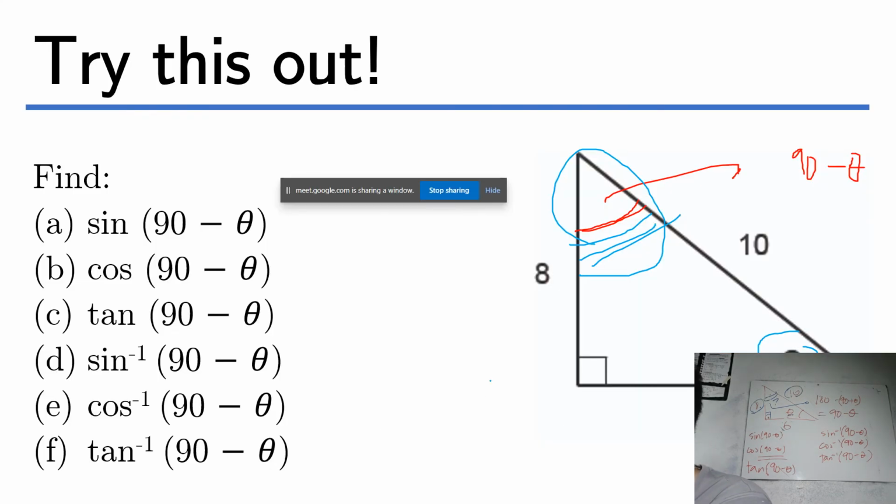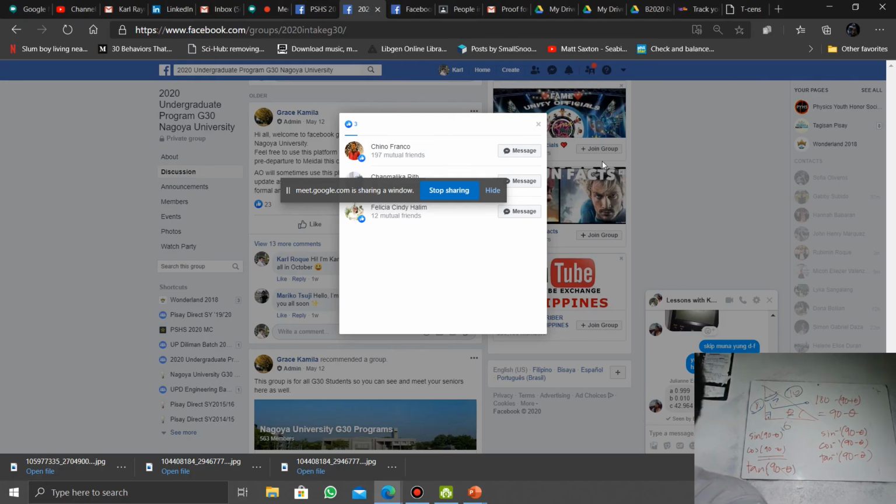So, bale, if we're going to look at this angle naman, ano yung opposite niya? Ito yung opposite sa kanya, di ba? Yung 6. Ito yung adjacent sa kanya. Yung 8. Ito yung hypotenuse pa rin. Alright? Sige. Try ulit natin.